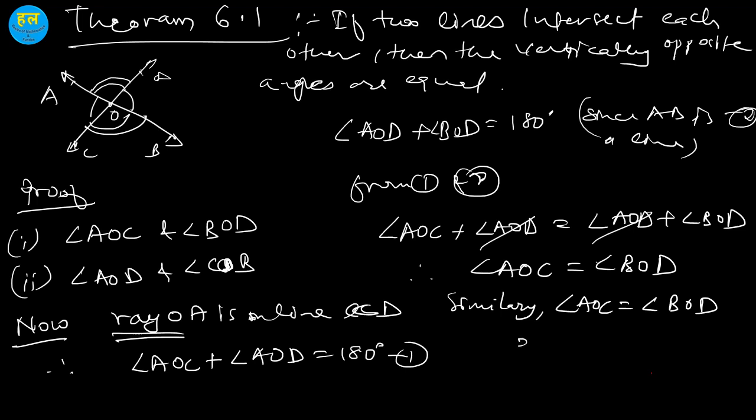So we can prove angle AOD is equal to angle BOC by similar axiom. So hence, since both angles are equal, we have proved that when two lines intersect each other, then the vertically opposite angles are equal.